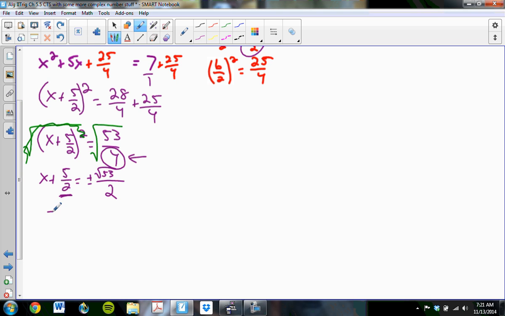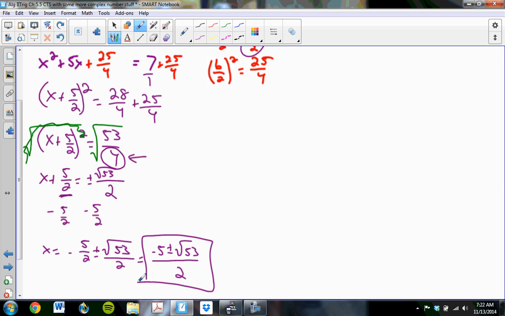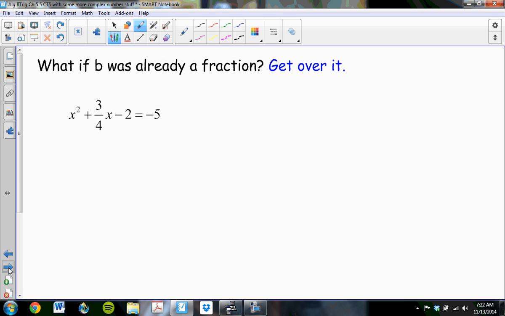So at this point, I just subtract 5 over 2 from both sides. And I get that my answer is x equals negative 5 over 2 plus or minus the square root of 53 over 2. Which I would actually write like this. And if you give me an answer like that, that is just fine. That's as accurate as it can possibly be. So that's beautiful. Okay, next.